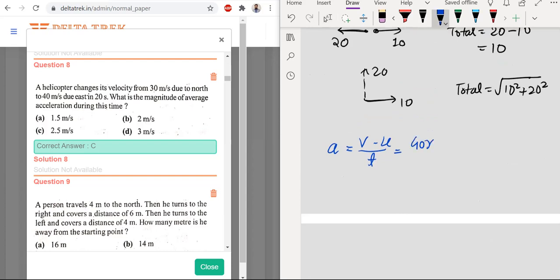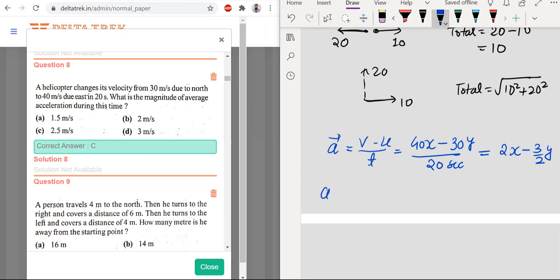So it is 40 x side minus 30 y side. Divide by time, how much? 20 seconds. Now the problem is we cannot add x and y directly. We'll use the Pythagoras pattern. So we can divide by 2, so it will be 2x minus 3 by 2 y. Clear? So it is basically a vector format.